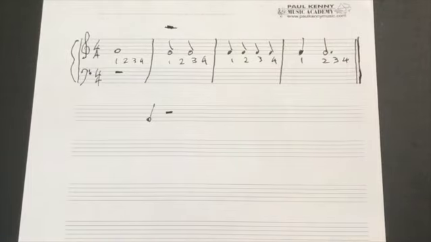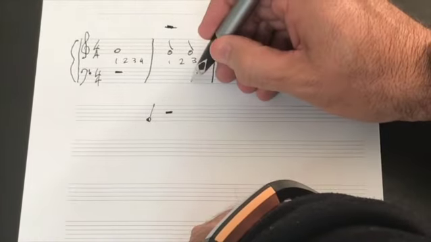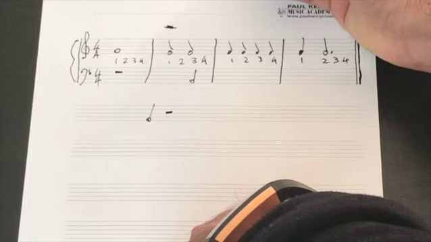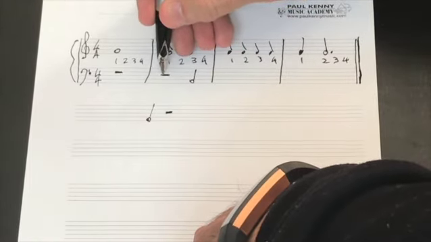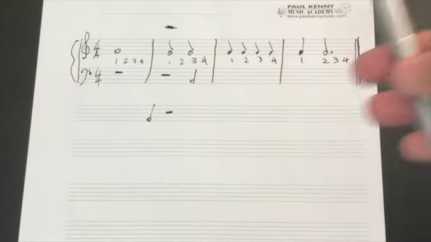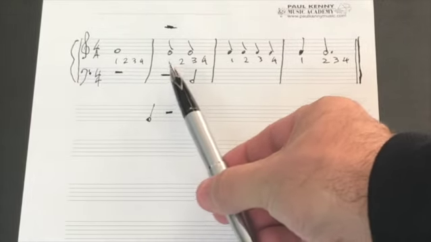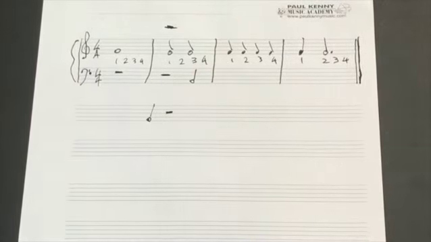But what I can do is do this. I can put a minim here and put a minim rest there. So that tells you to rest for 2 beats and then play a note for 2 beats. And 2 plus 2 equals the 4-4.